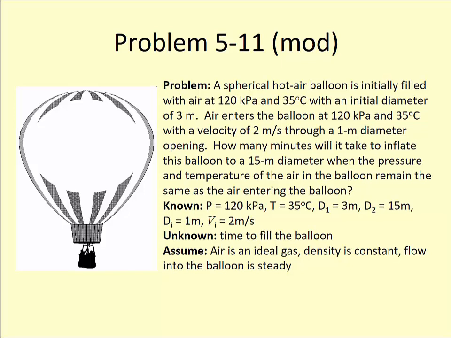A spherical hot air balloon is initially filled with air at 120 kilopascals and 35 degrees Celsius with an initial diameter of 3 meters. Air enters the balloon at 120 kilopascals and 35 degrees Celsius with a velocity of 2 meters per second through a 1 meter diameter opening. How many minutes will it take to inflate this balloon to a 15-meter diameter when the pressure and temperature of the air in the balloon remain the same as the air entering the balloon?